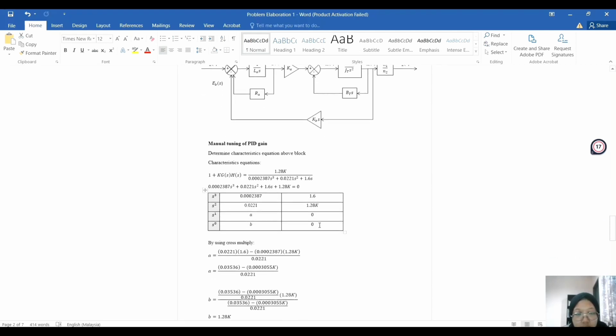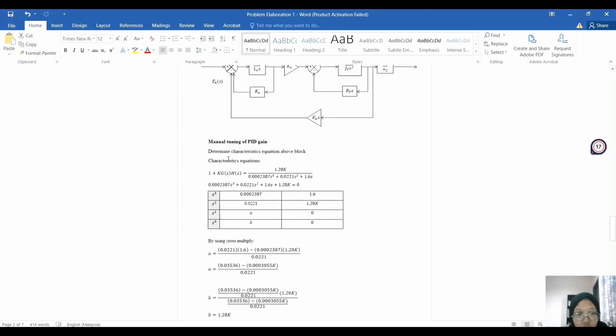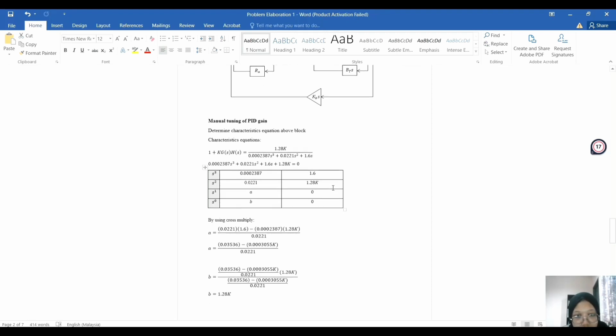Okay, for the manual tuning of PID gain, we determine the characteristic equation of the above block. The characteristic equation is 1 plus K G(s) H(s), which is 1.28K over 0.0002387 s³ plus 0.0221 s² plus 1.6 s, equal to 0. Then we use the Routh-Hurwitz method.